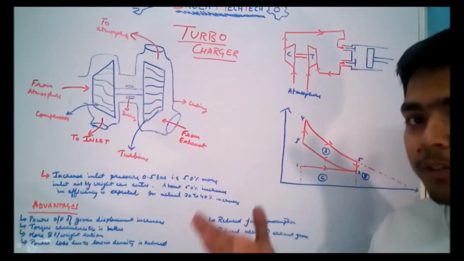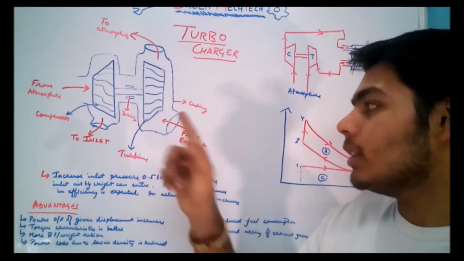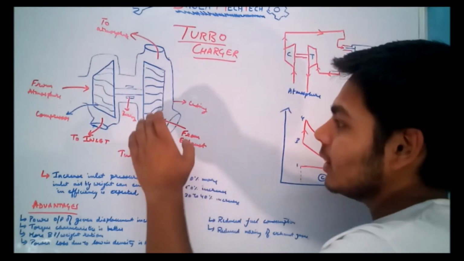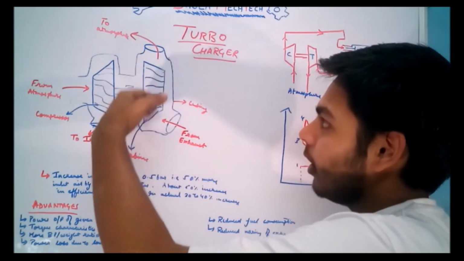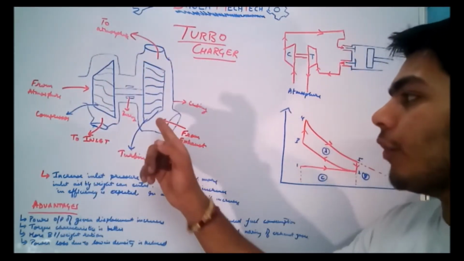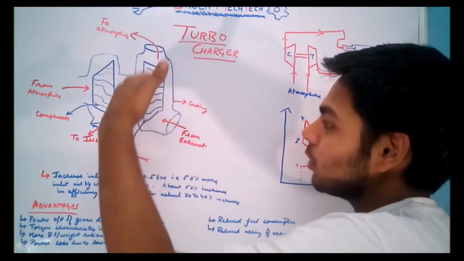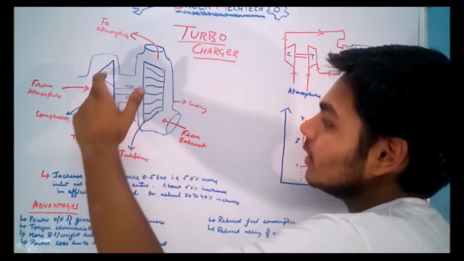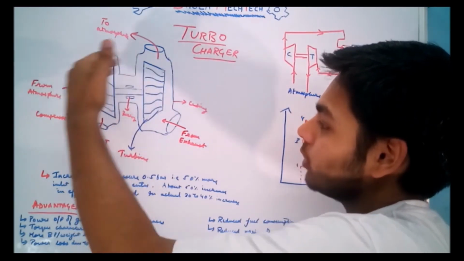When the energy-containing exhaust gases come from the exhaust manifold to this turbine, they impart their energy to the turbine blades, due to which the turbine starts rotating, and from the other side the gases escape to the atmosphere. These are centrifugal type compressor and turbine. Since the compressor is connected to this turbine, the compressor also starts rotating.